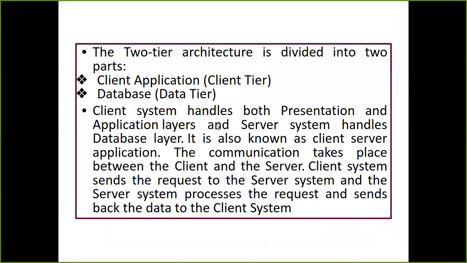Okay. Now we know that the two-tier architecture has been divided into two parts. One is your client application, which is also known as the client tier. The second one is the database, which is known as the data tier. Now you just have to understand over here, students, that we have a system which is going to have both the presentation as well as the application layer in your client tier, and the third, that is your database, is going to be in your data tier.